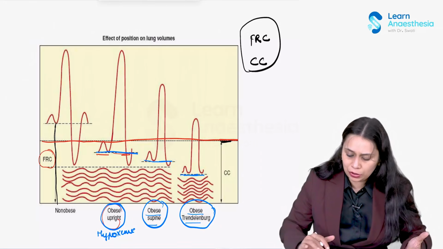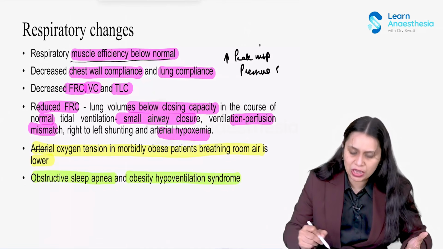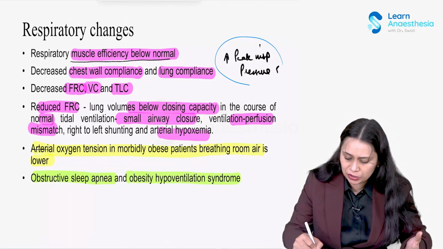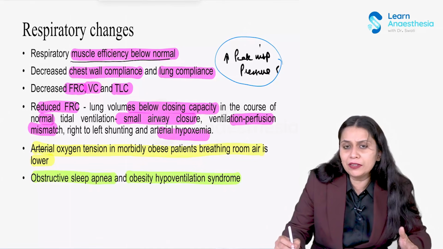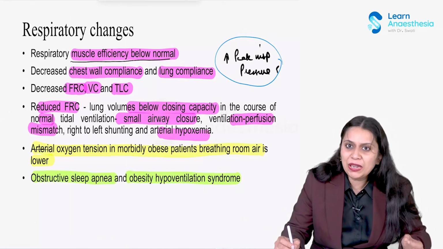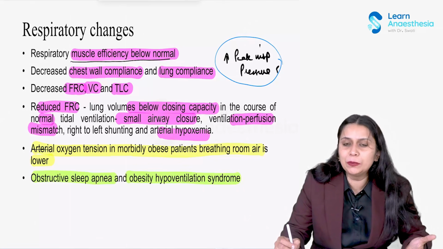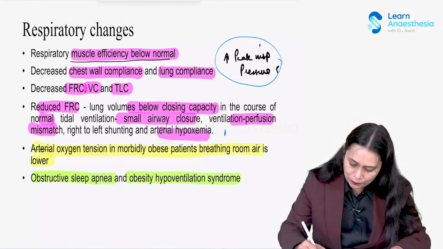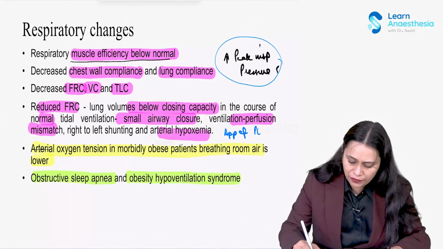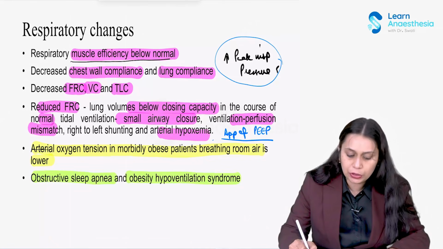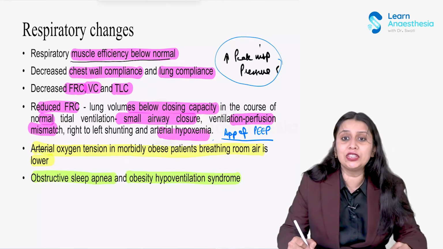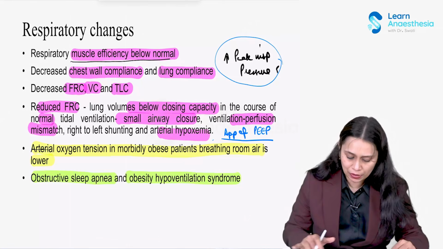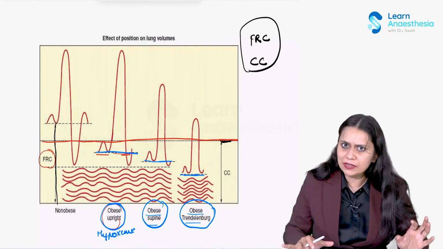As I told you, since they have decreased chest wall compliance and lung compliance, the peak inspiratory pressure required to ventilate them would be increased. And because their FRC goes below the closing capacity, application of PEEP would be very helpful in these patients to prevent atelectasis and ventilation perfusion mismatch. So application of PEEP should be strongly considered during ventilation. Okay, now a few more organ systems we will talk about.